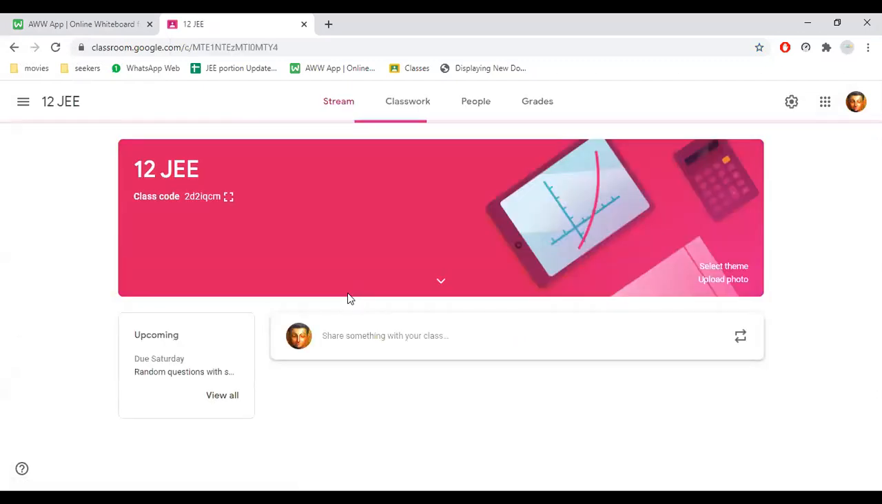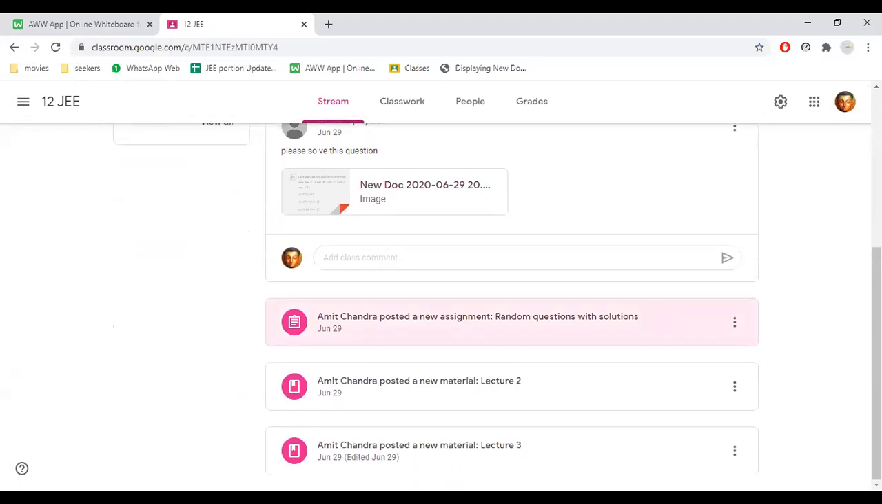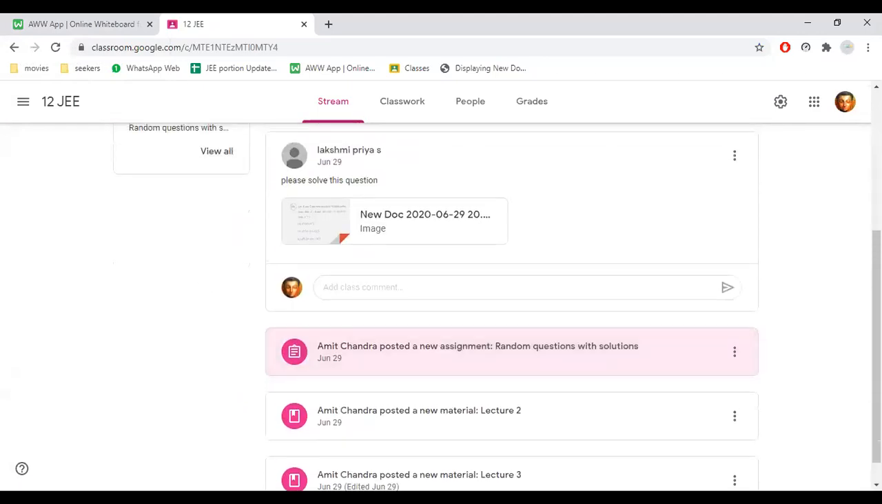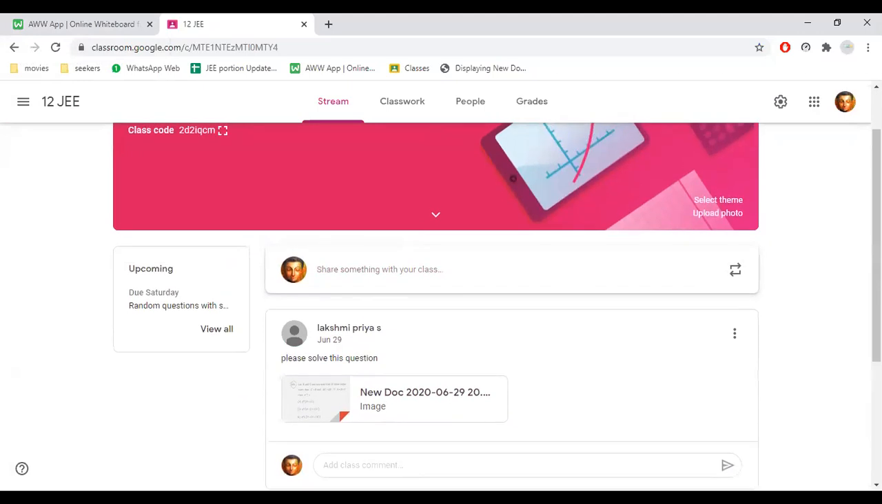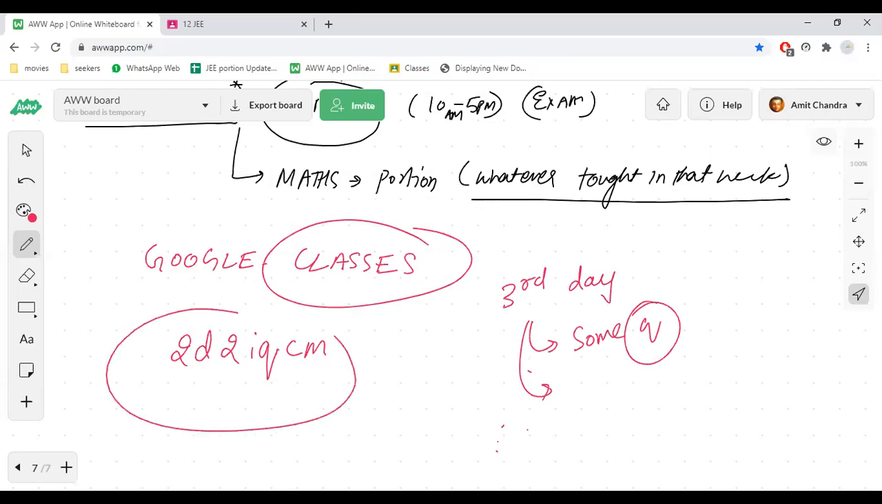Whatever questions you have, you can post in this. I have posted two lectures also. Whatever questions I have, suppose if I'm not able to give them in the class because time is not that much, I will keep on posting the questions in this class. Every third day I will post some questions. Always try to solve these questions as a small test. Okay, fine. So just copy this.